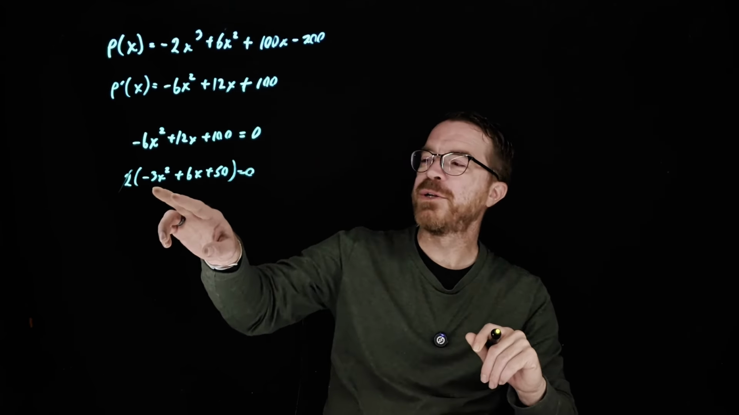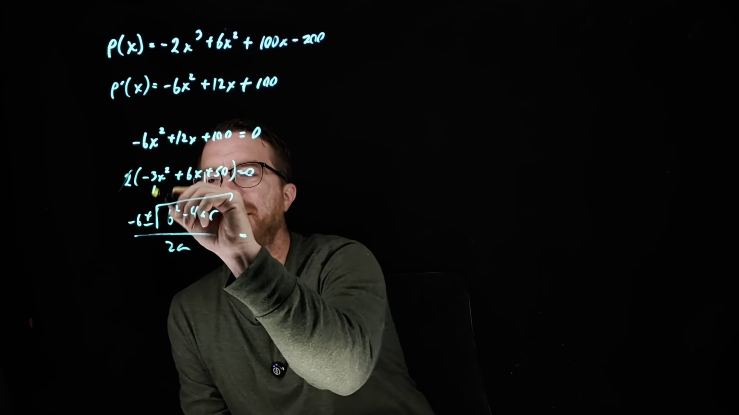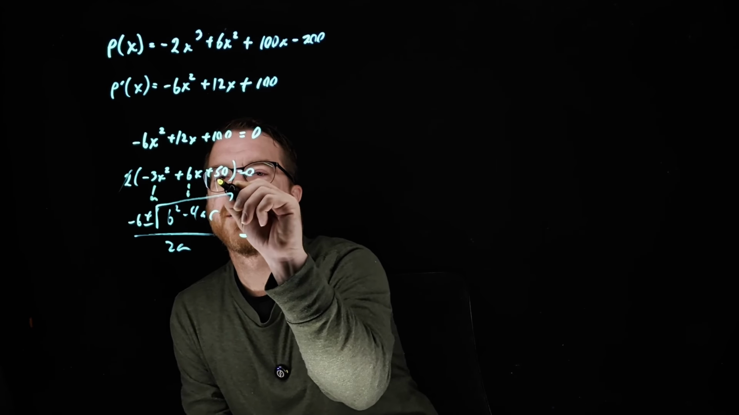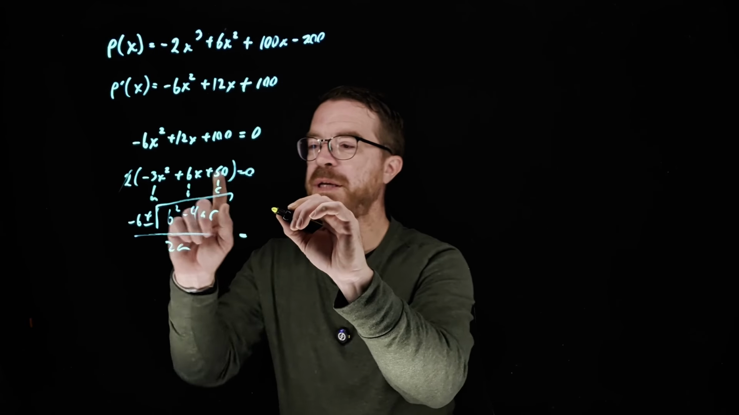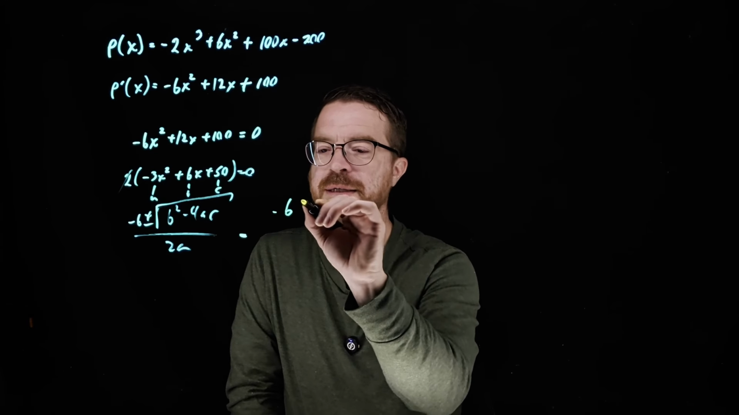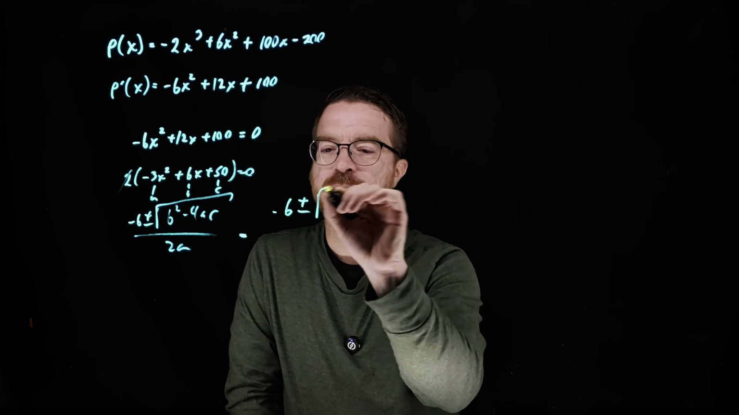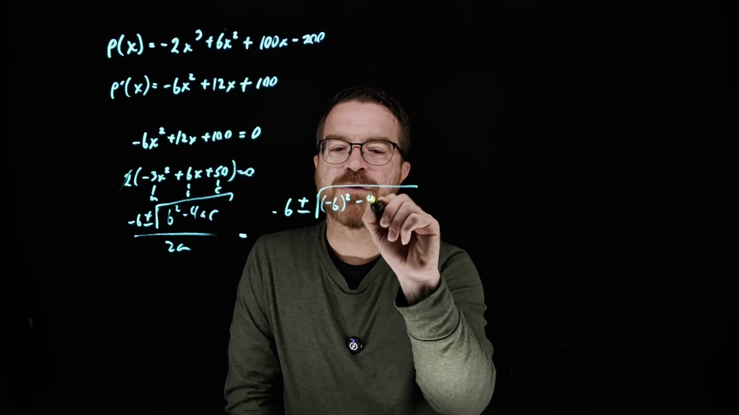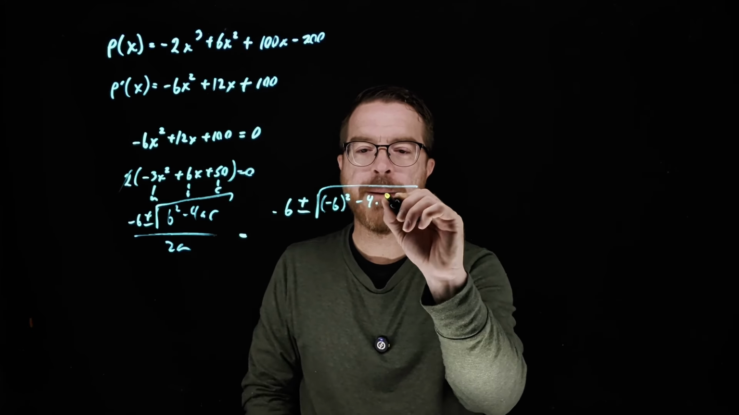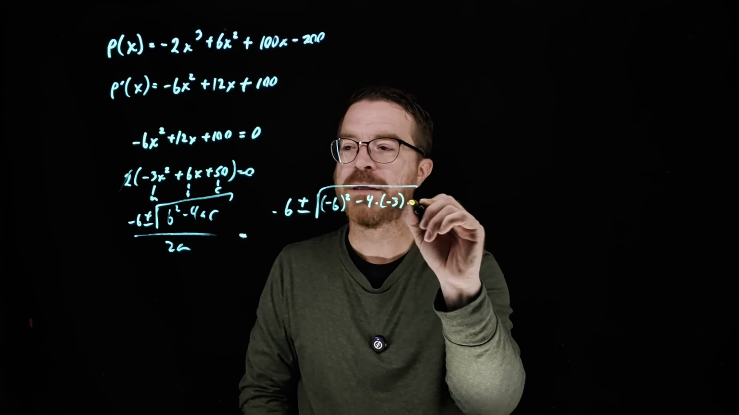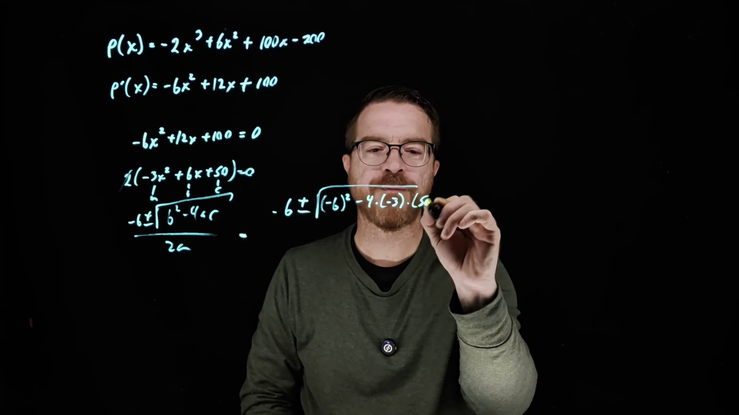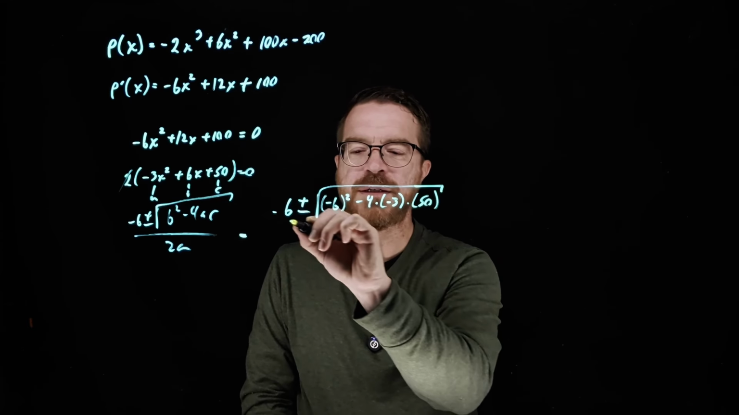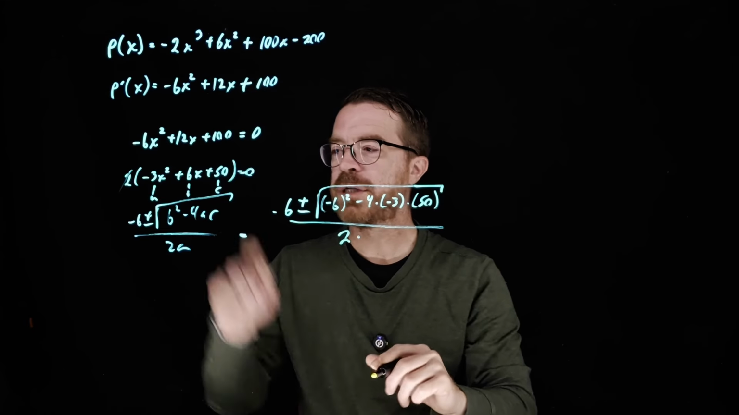So minus b plus or minus the square root of b squared minus 4ac over 2a. This is my a, this is my b, this is my c. So this is going to be equal to minus 6 plus or minus the square root of minus 6 squared minus 4 times negative 3 times 50, divided by 2 times negative 3.